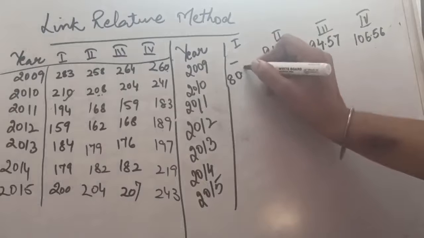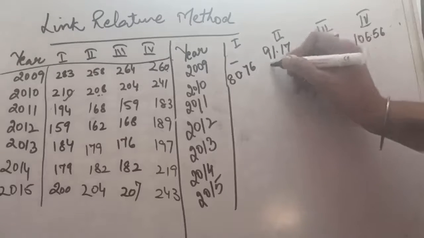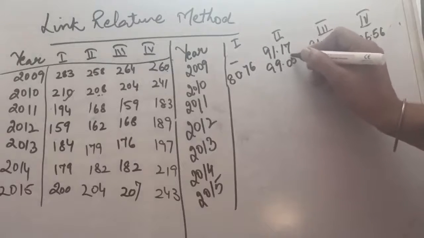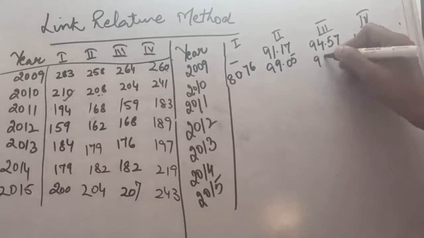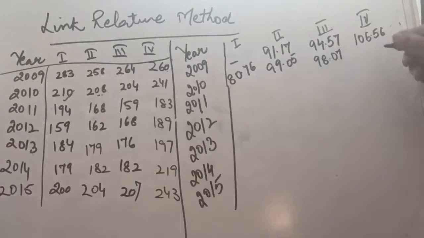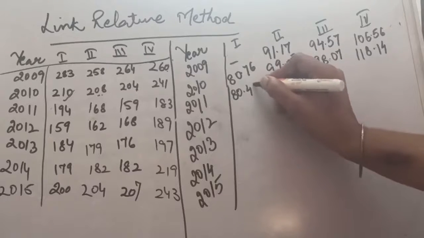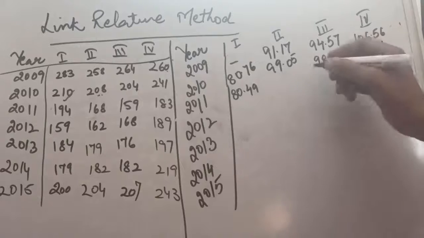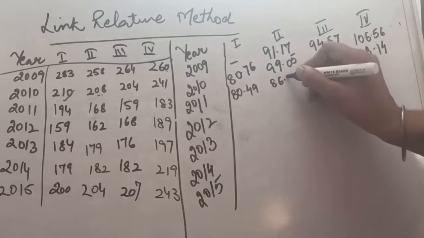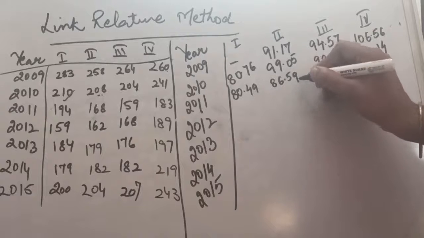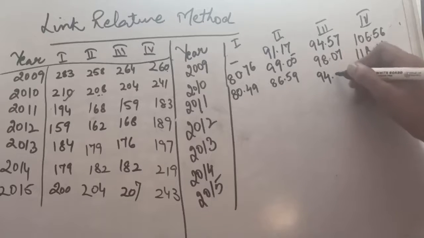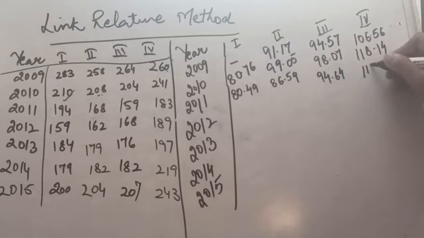In the second row, the values will be 80.76, 99.05, 98.07 and 118.14. In the third, the values will be 80.49, 86.59, 94.64 and last is 115.09.